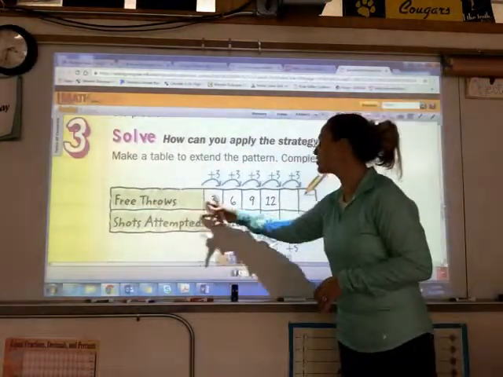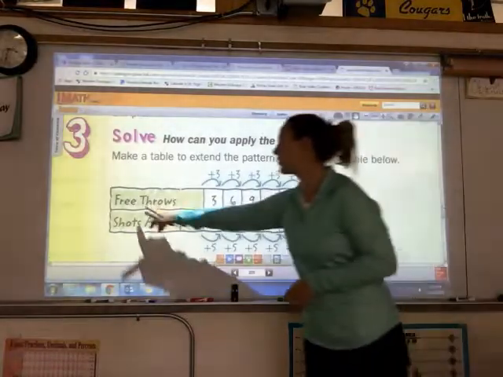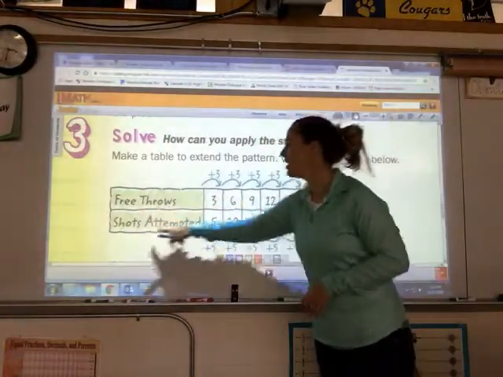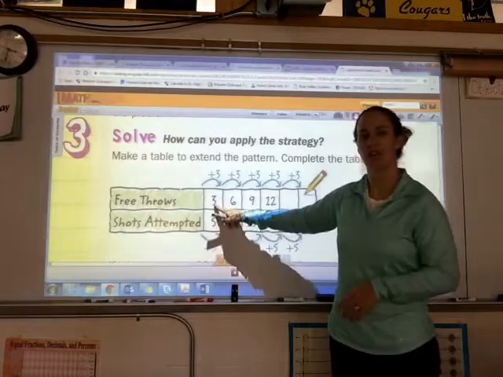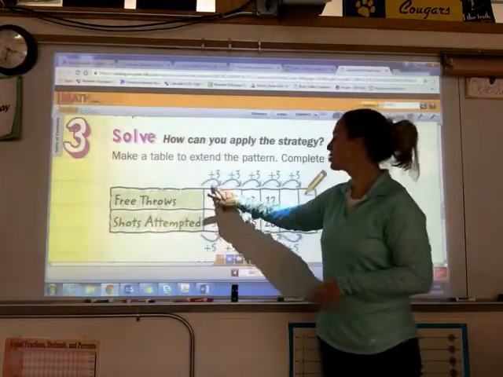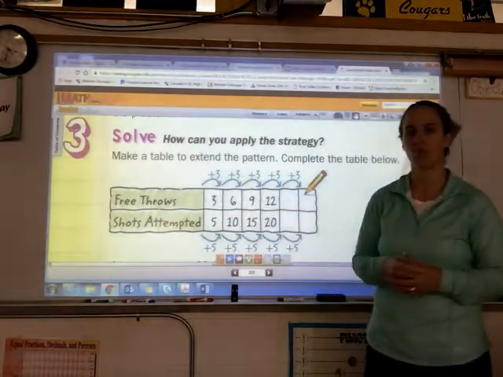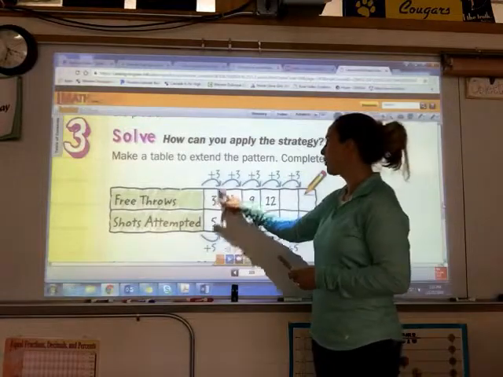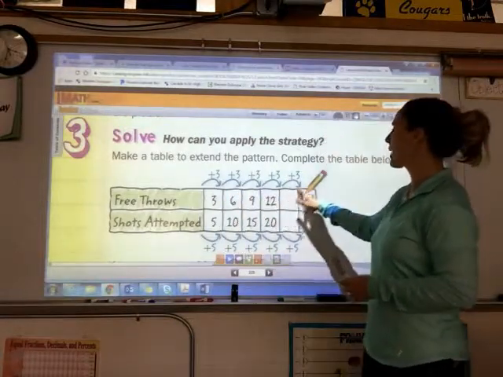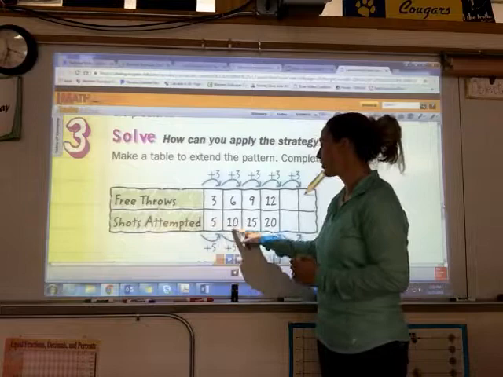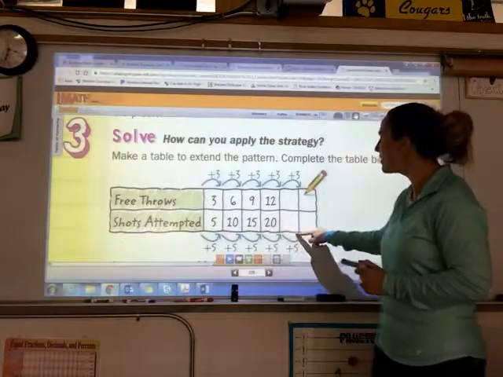So the book decided to make a table to extend the pattern. We know the number of free throws here is 3. Shots attempted is 5. So again, she makes 3 out of 5. So looking at our constant rate of change, or our CRC, with our table, we're going to increase our free throws by 3 each time, and we're going to increase our shots attempted by 5 each time.